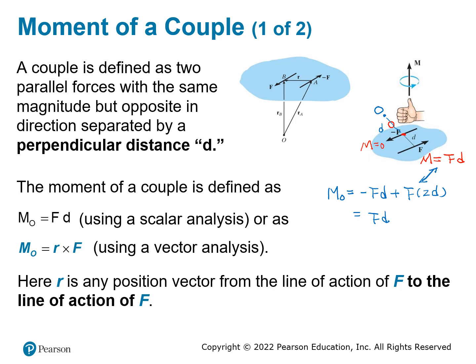So it really doesn't matter where we choose the reference point, the result is going to be the same. If you have a couple, which are a pair of forces with the same amount but opposite direction, that is what we call the couple moment. It's going to be just equal to f times d. You can also use vector analysis by using r cross f to do the calculation. But the r is going to be any position vector from the line of action of the f to the line of action of f.